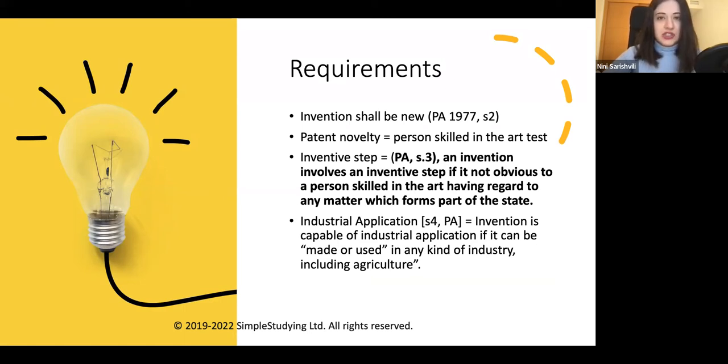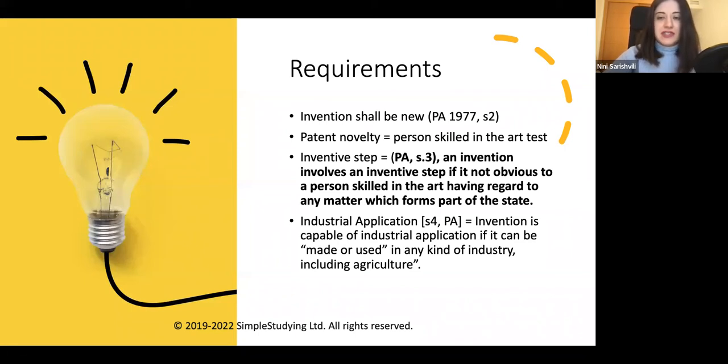Firstly, the invention shall be new. Section 2, patent novelty: the person skilled in the art test must be applied. The person skilled in the art test is clarified further in cases, and you will need to know the relevant cases for the person skilled in the art test, apply it to the facts of the case, and provide correct analysis.